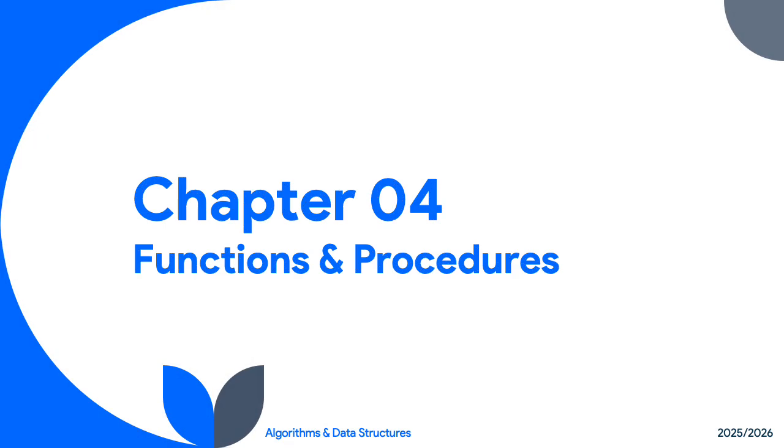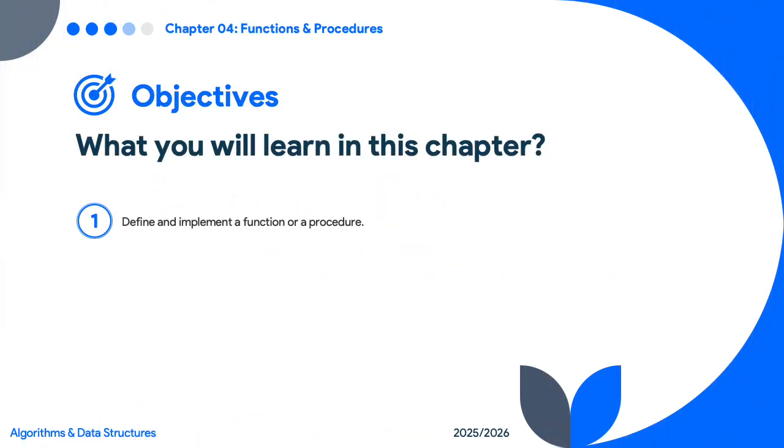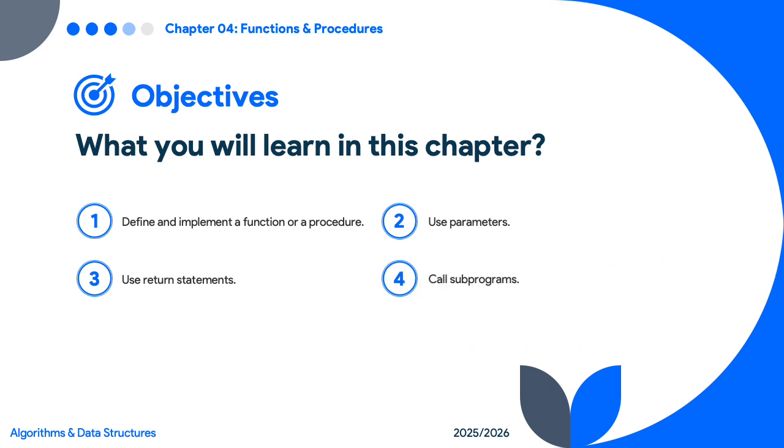The fourth chapter, functions and procedures, or mostly known as functions. This chapter will give you the ability to define and implement functions and procedures, use parameters by value or by reference, use the return statement to return some results or something from the function, how to call the subprograms from the main function, and finally structuring your program into subprograms to achieve modularization.